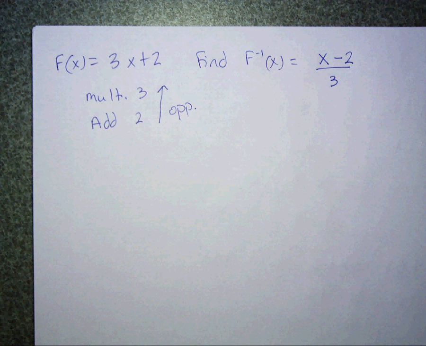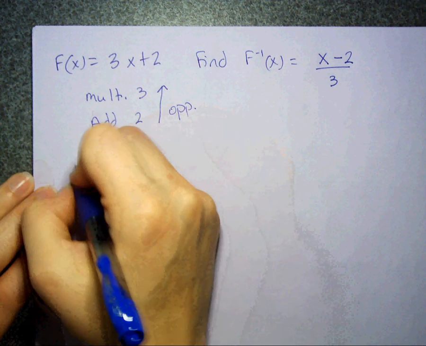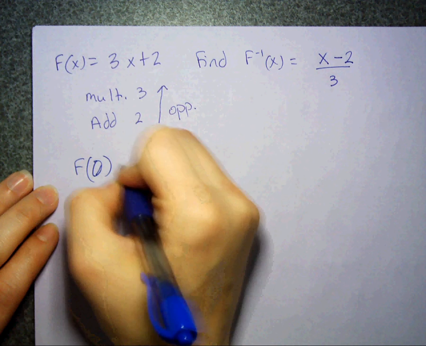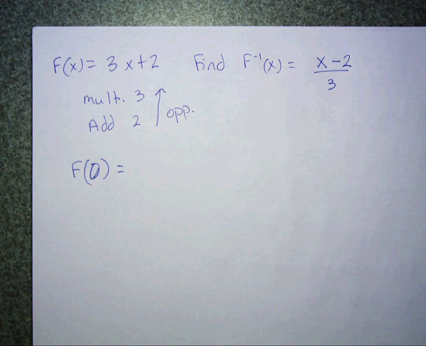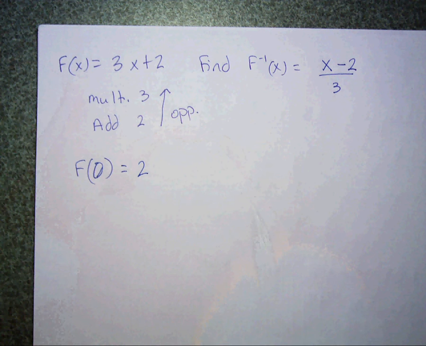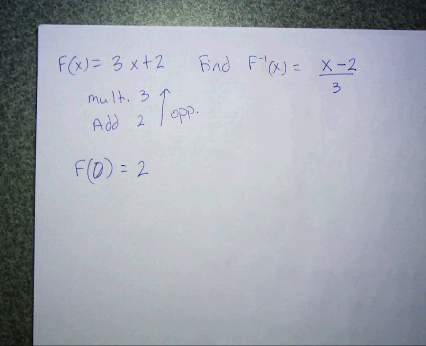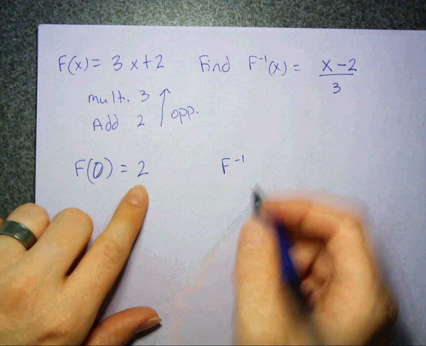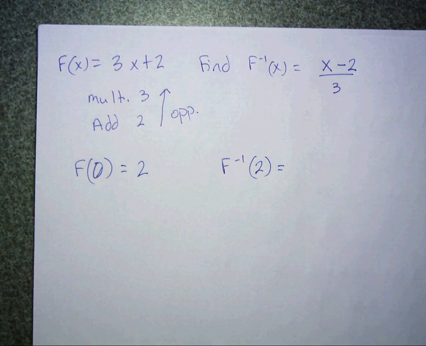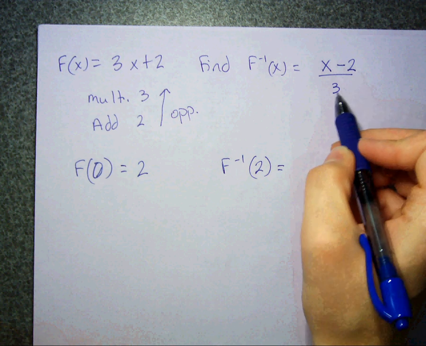And so if you remember what we said about the inverses yesterday, if I took f of x and I plugged in 0, what do I get? I get 2, right? 3 times 0 is 0, plus 2 gets me 2. And so what does that mean about f inverse now? If I plug 2 into f inverse, what should I get? I should get 0, right? 2 minus 2 is 0. 0 divided by 3 is still 0.